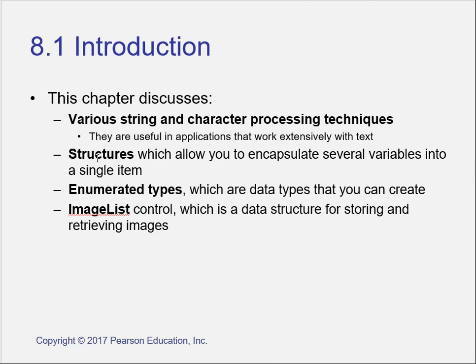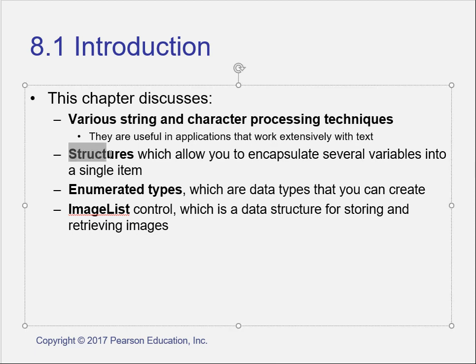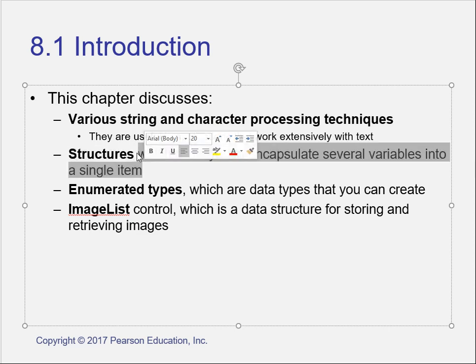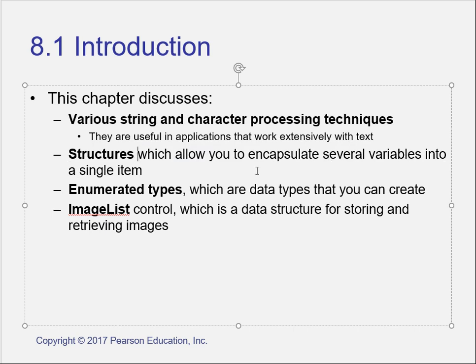A structure, which is a concept that we're going to be building on in Chapter 9, allows you to encapsulate several variables into a single item, almost like an array if you think about it, but by putting in a lot of different variables. And enumerated types are data types that you can actually create yourself. So instead of an int or a string or double, we're going to make an enumerated type ourselves. And then finally we'll look at an image list control, which is kind of like a series of images all listed out, very similar to an array concept as well.